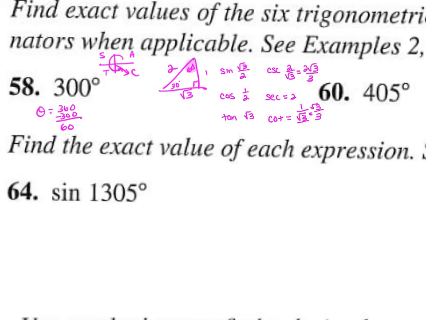Now we have to look at the positive negative signs. So because it's in the fourth quadrant, I know cosine and its reciprocal function, which is secant, are positive. Everything else is negative. So sine's going to be negative, cosecant's going to be negative, tangent's going to be negative, and cotangent is going to be negative. So sine, cosine, tangent, cosecant, secant, and cotangent.